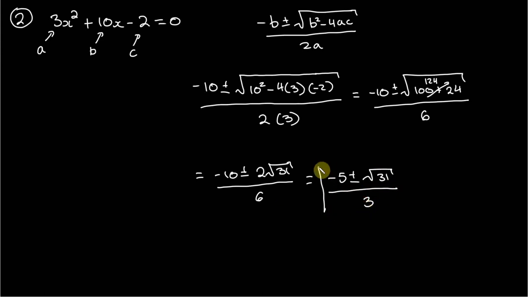I'm just going to leave it in this form, so our two solutions are negative 5 plus root 31 over 3 and negative 5 minus root 31 over 3. I'll just leave it like that. I mean, you can work it out if you wish.